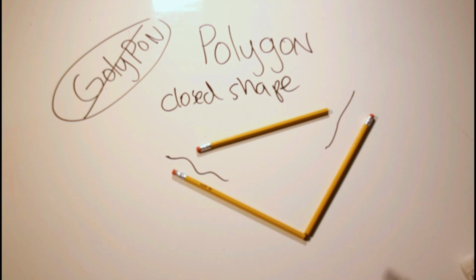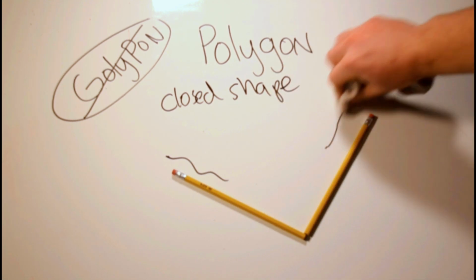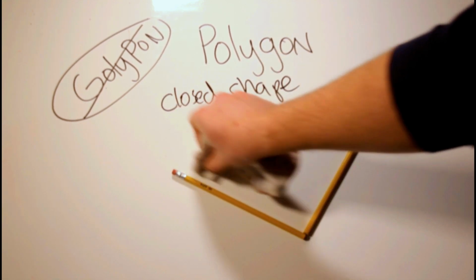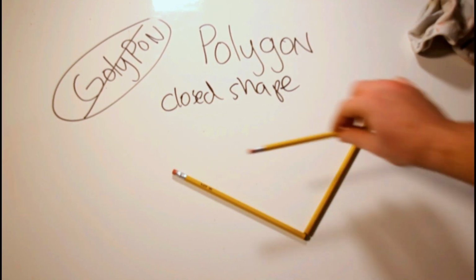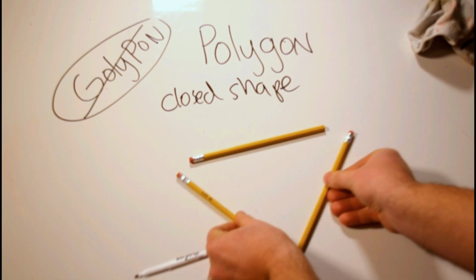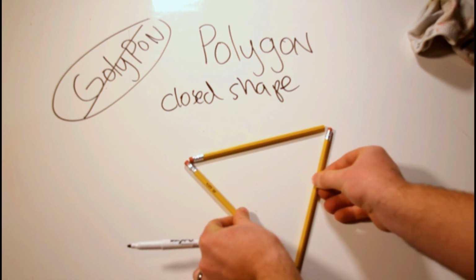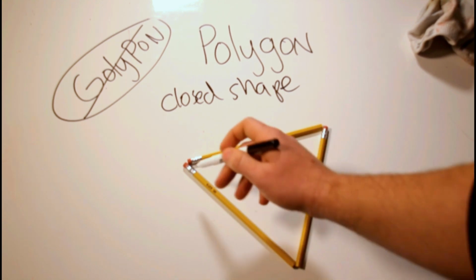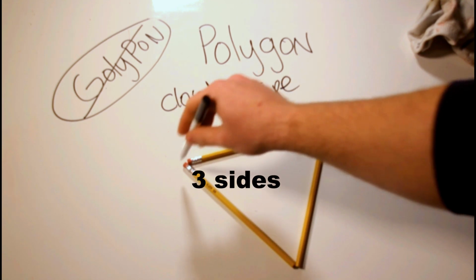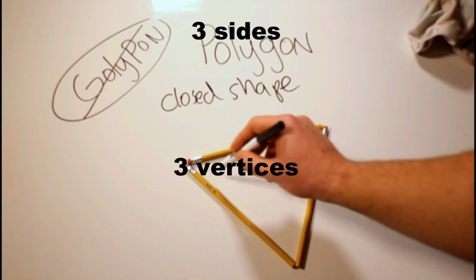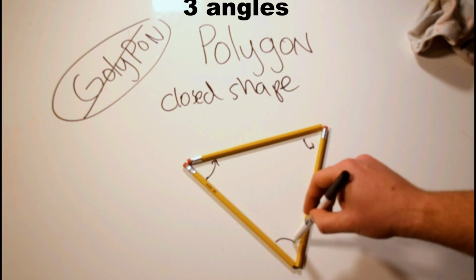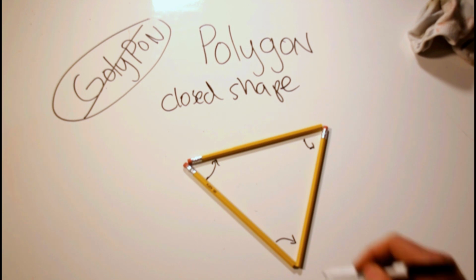All right, so we need it closed. So let's erase that for a second. In order to make this a closed shape, I need to make sure that the ends are all touching. Now you probably recognize this shape. It's a little bit different. It is a shape that has 3 sides, 3 vertexes, and also 3 angles. So because it has 3 angles, we know this is a triangle.